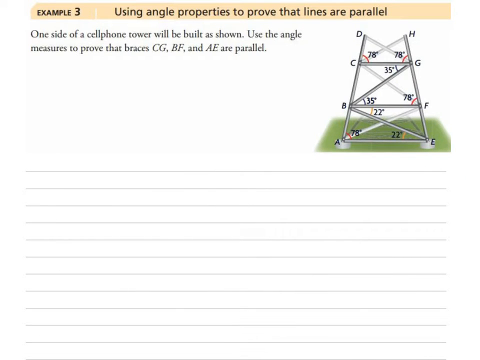And here in our third and final example, we have to use angle properties to prove that lines are parallel. So it says that we have a cell phone tower, and we want to prove that this line and this line are parallel.